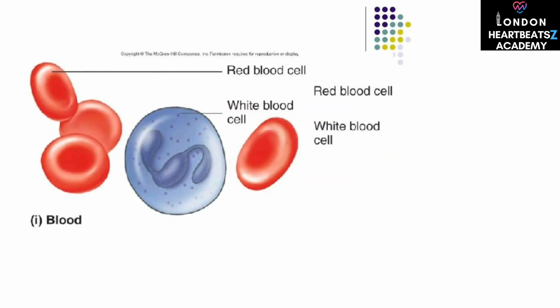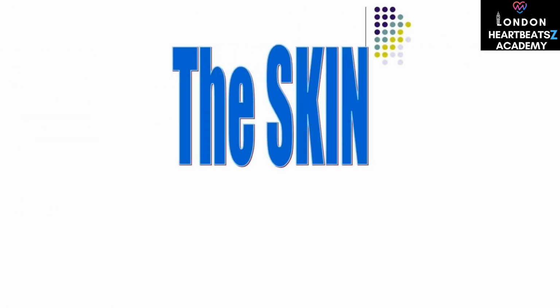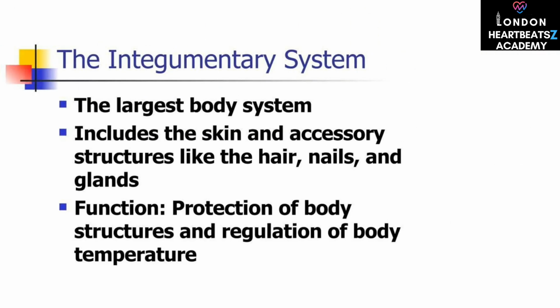Loose connective tissue includes areolar tissue, adipose tissue for fat storage, and reticular tissue, which forms a supporting framework. Dense connective tissue is classified as dense regular, found in tendons and ligaments, and dense irregular, found in the dermis of the skin. The specialized connective tissues include cartilage, which can be hyaline, elastic, or fibrocartilage, bone, and blood.